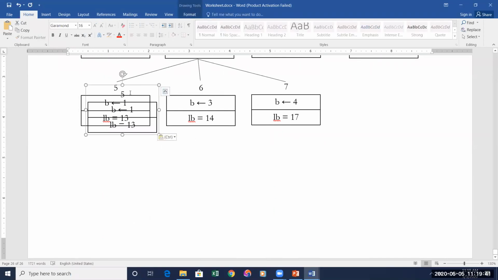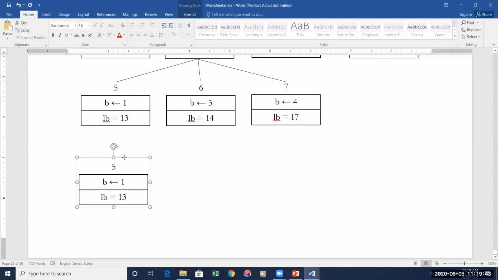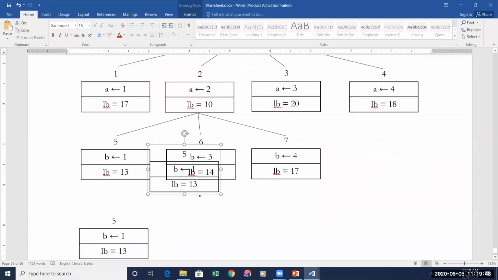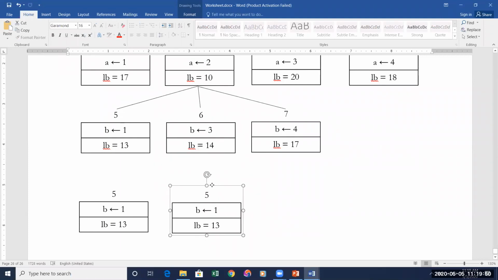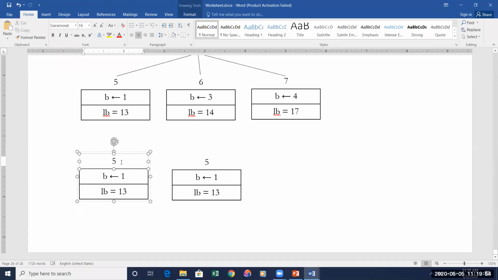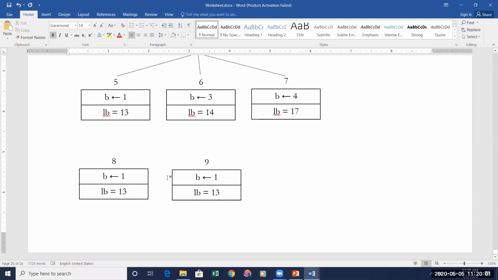This node will have 2 children. One is node number 8 and this is node number 9. Okay, next.